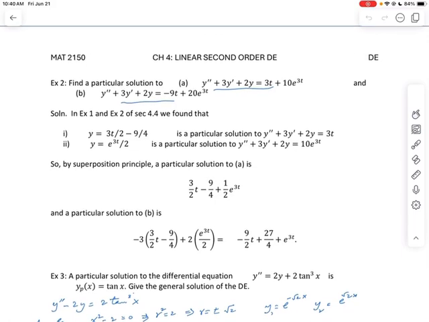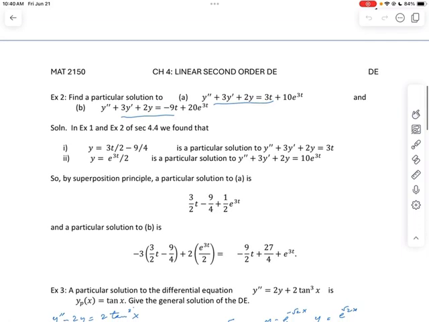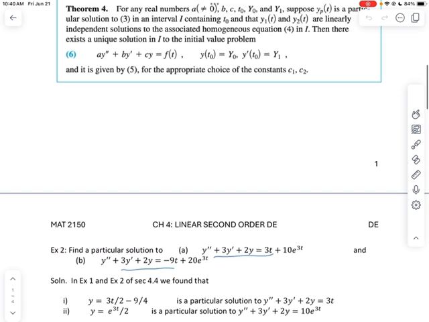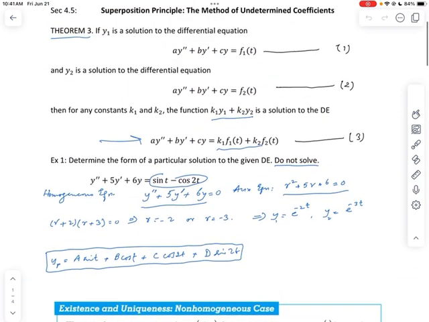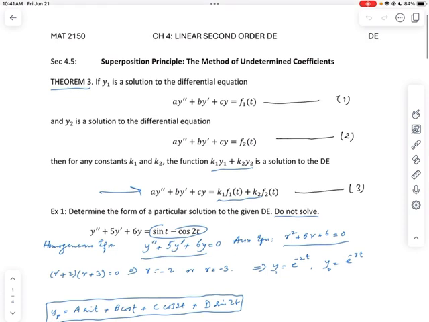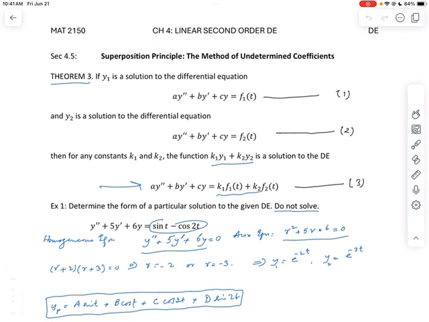Chapter 4, section 4.5. So we are looking at the superposition principle, the method of undetermined coefficients. This is theorem 3 in the book. It says that if we have this situation, we have this equation and this.